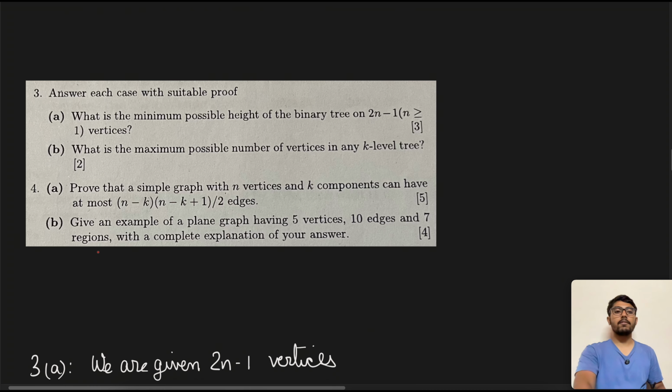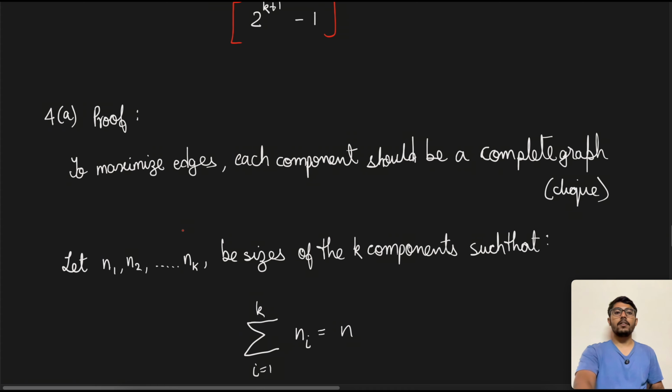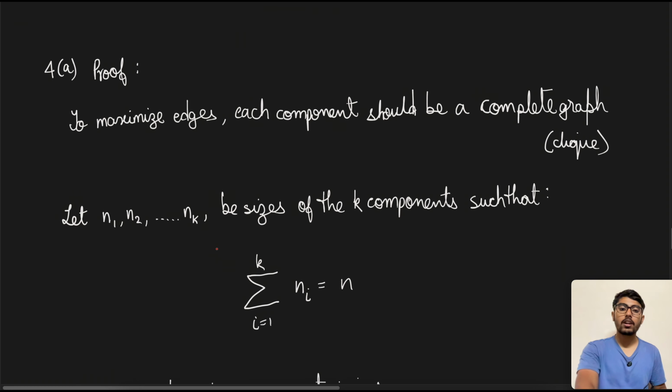Next, we go to the fourth problem, which is: prove that a simple graph with n vertices and k components can have at most (n minus k) times (n minus k plus 1) by 2 edges. For this, we'll start with the concept that to maximize the edges, each component should be a complete graph. So let n1 to nk be the sizes of the k components such that the number of nodes in each of the components sums out to the total number of nodes, which is n.